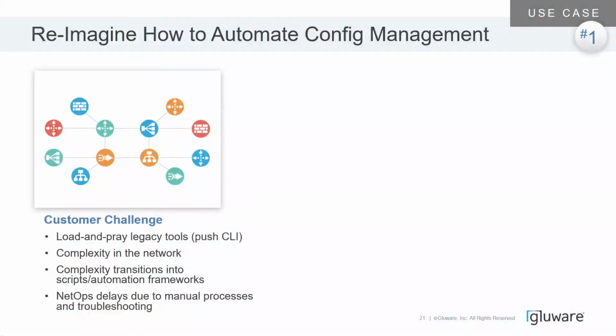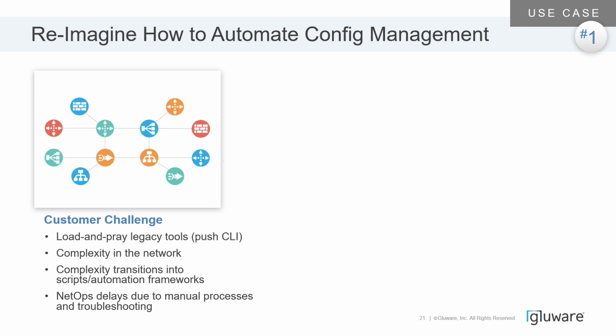So just one setup slide here really quickly: we're framing this as reimagining how to automate configuration management. I referenced old tools that literally take CLI and just blast it out to devices, highly unreliable. I was referring to the complexity in the network, meaning how do I code one common thing when each platform requires the syntax a little bit different. Maybe there are different port mappings, so you have that complexity.